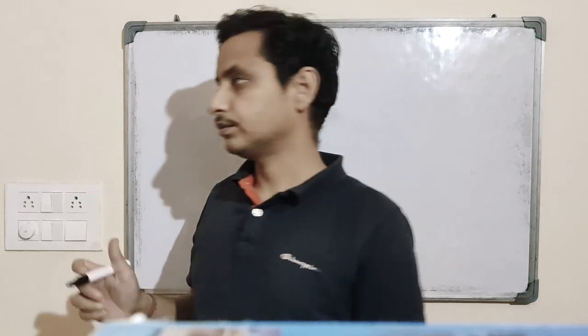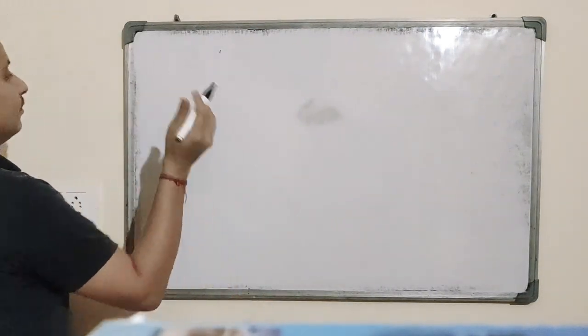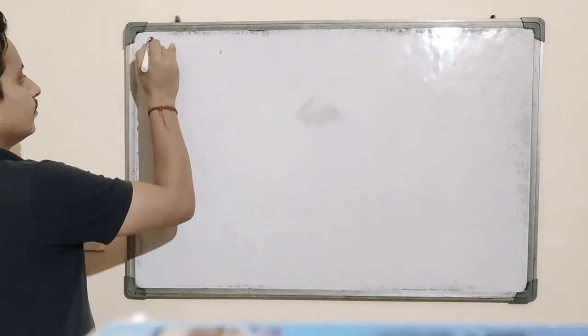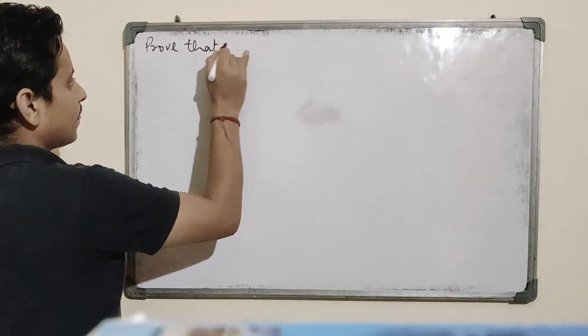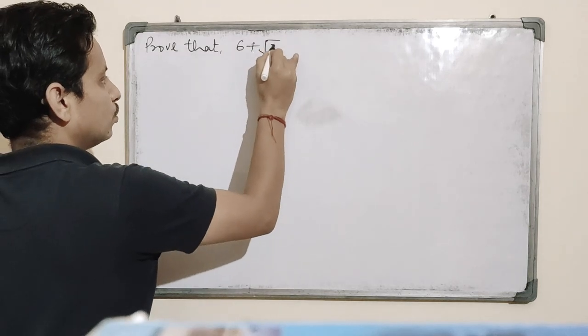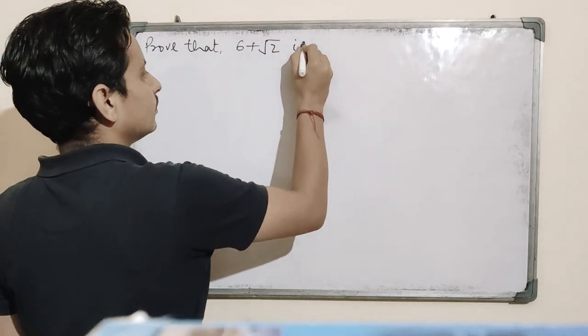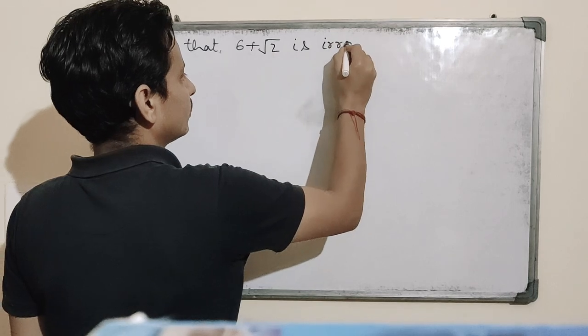Students, in this video we will learn how to prove that 6 plus under root 2 is irrational. You know that 6 plus under root 2 is an irrational number, but in this problem we have to prove that 6 plus under root 2 is irrational.